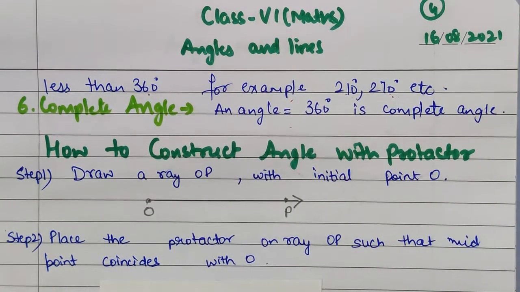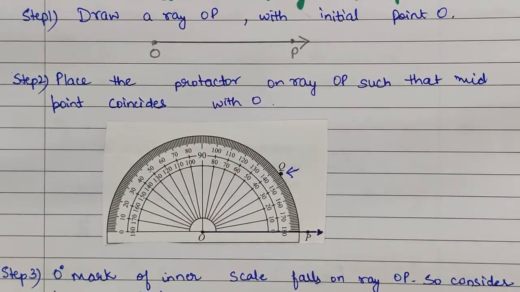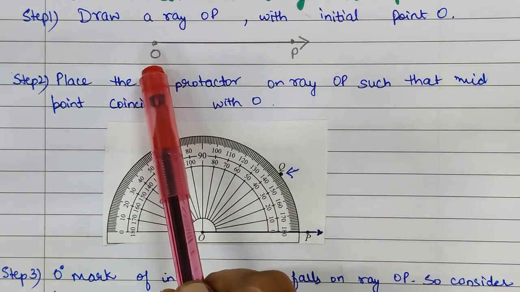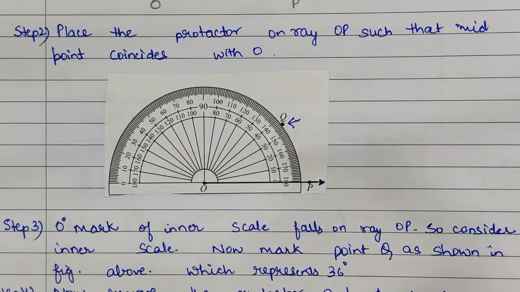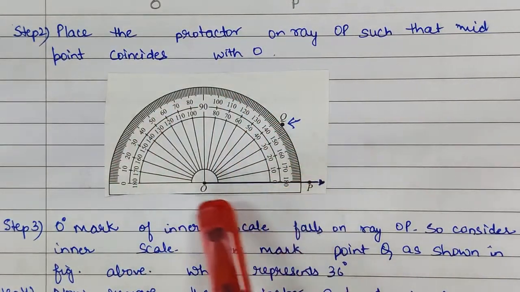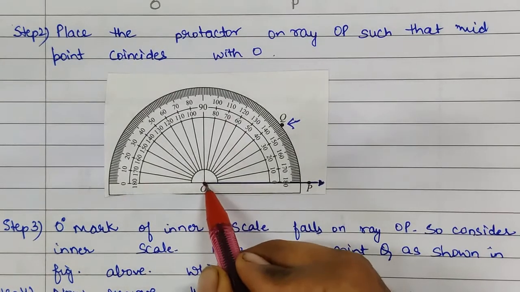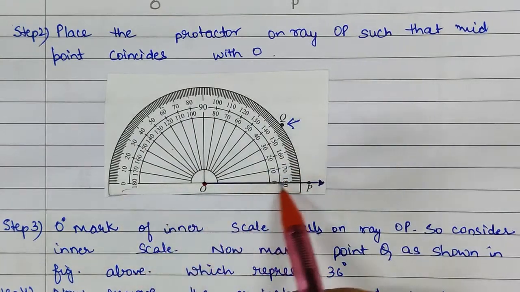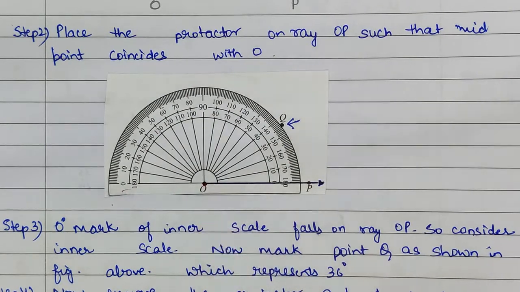Now let us discuss how we can construct an angle with the protractor. First of all, draw a ray OP with the initial point O. Now what you will do, you will place your protractor on the ray OP such that the midpoint of the protractor coincides, means it just lies upon the point O.